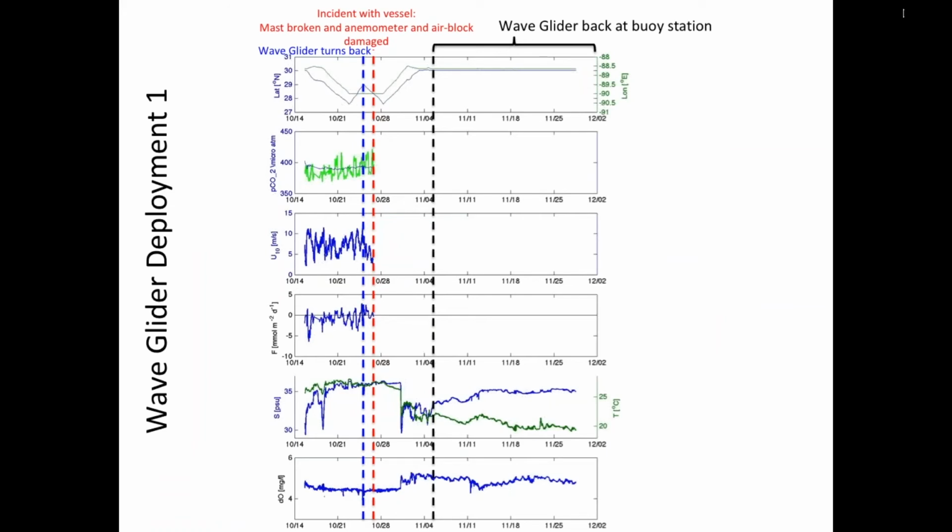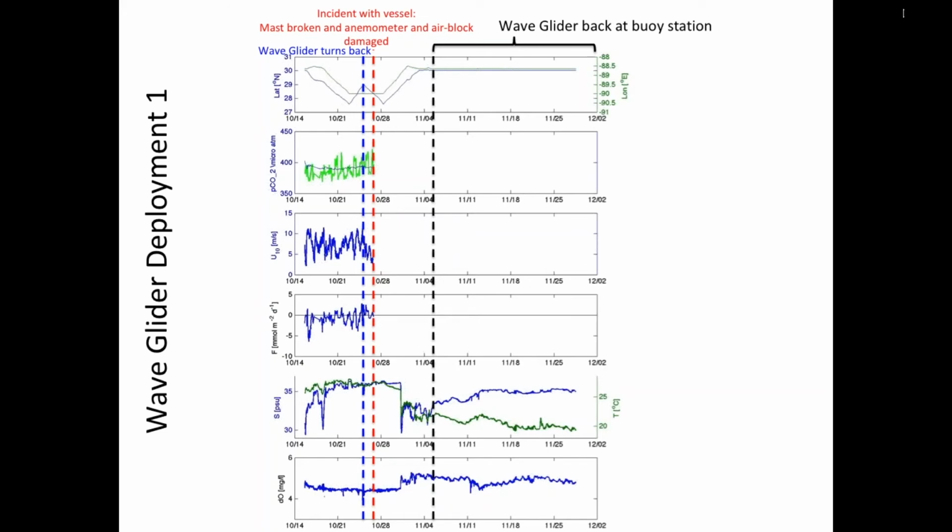So here's a time series of the glider, and you'll notice that a lot of these values stop later in October. That's because the wave glider was hit by a vessel and it destroyed the mast, and the mast had the air block and the wind measurements. And so we only had the salinity, temperature, and dissolved oxygen at that point.